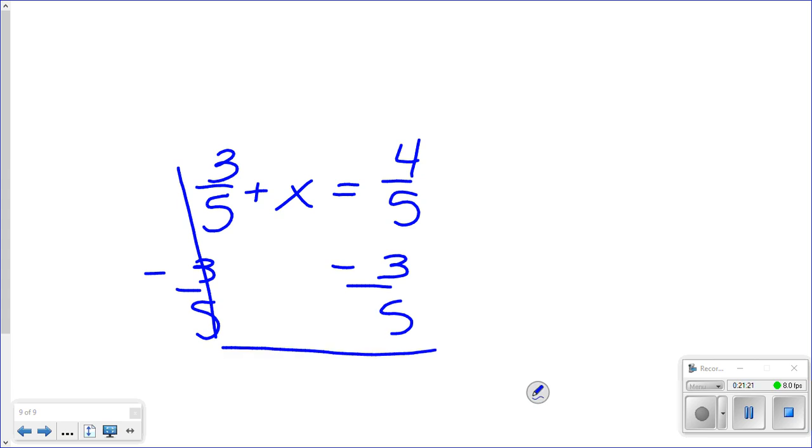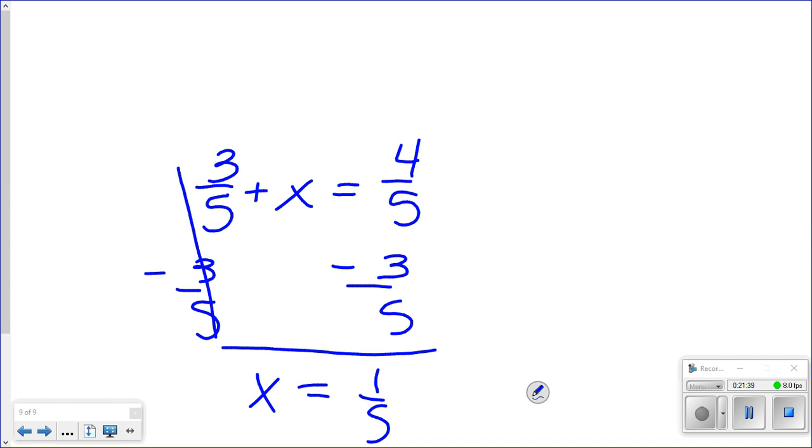Remember, when you subtract fractions, you have to have the same denominator, and then you subtract from the numerators. 4 minus 3, 1/5. X should be 1/5. That's what this should look like. So careful, because you're going to see some of those. What questions do you have for me so far?